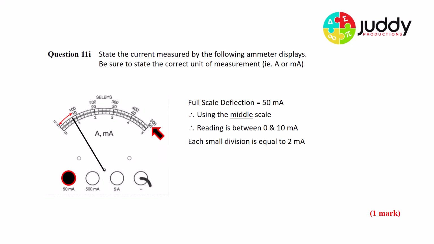So we can now count across. That'd be 2, 4, 6, 8 milliamps. So the reading on this scale will be 8 milliamps. We know it goes up to 50 in that middle scale, but remember, of course, it's being measured in milliamps. So that represents 8 milliamps.